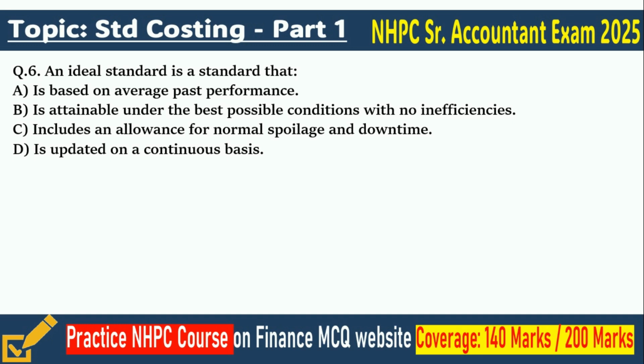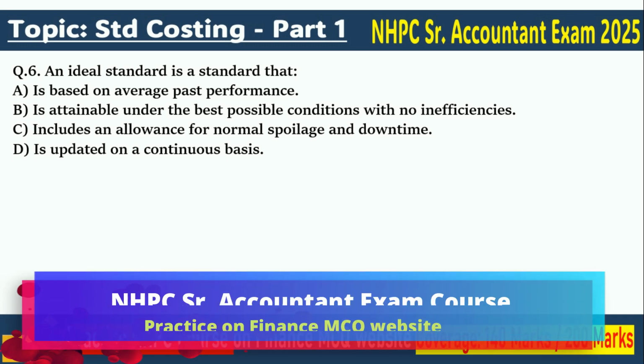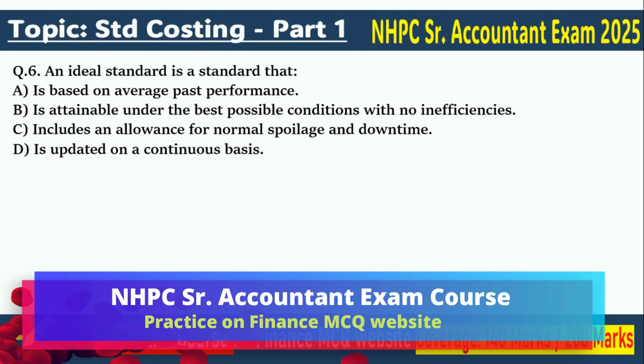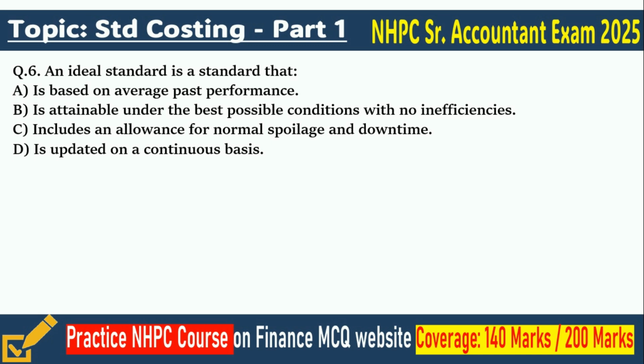Moving on. Friends, next question. An ideal standard is a standard that, option A, is based on average past performance. Option B, is attainable under the best possible conditions with no inefficiencies. Option C, includes allowances for normal spoilage and downtime. Option D, is updated on a continuous basis.